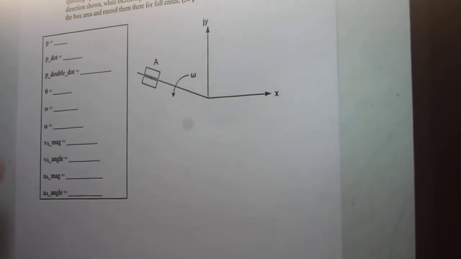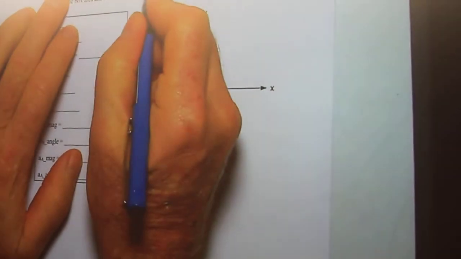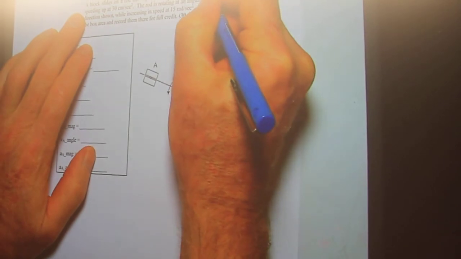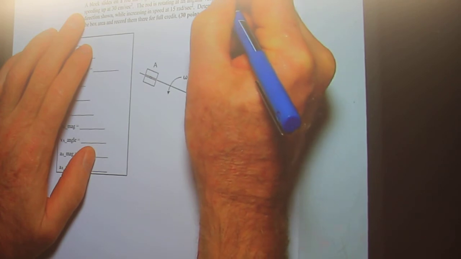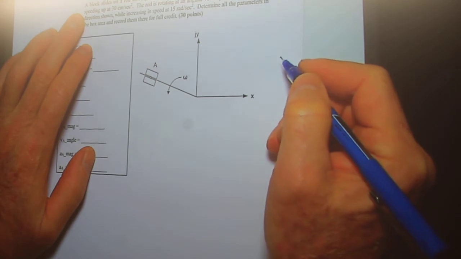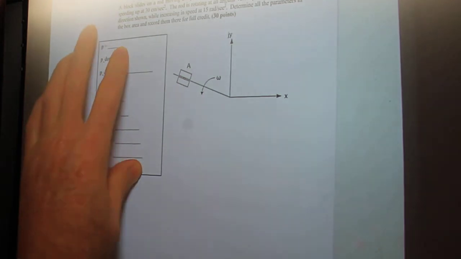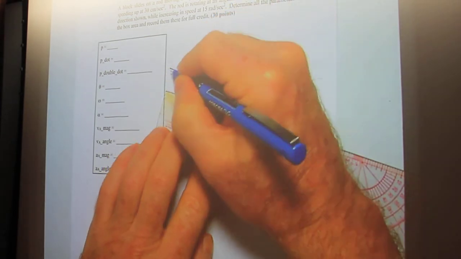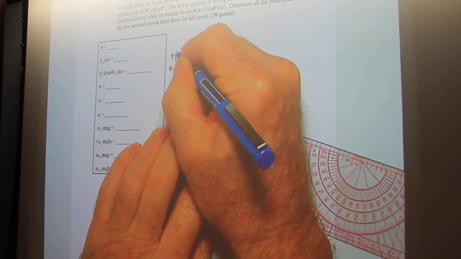So, if you look at this here, it says a block slides on a rod moving away from the center. Anything away from the center implies that P dot, being the velocity, is a positive value. When it's towards the center, it's a negative value. But in this case, the problem statement says that P dot is moving away from the center. Therefore, it's a plus P dot. Okay?